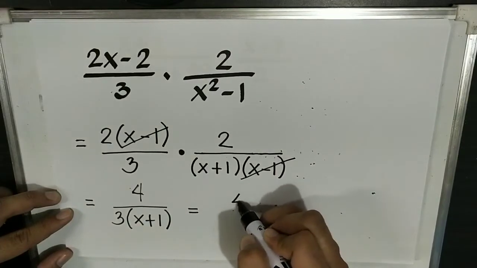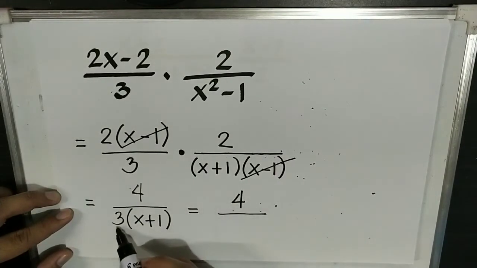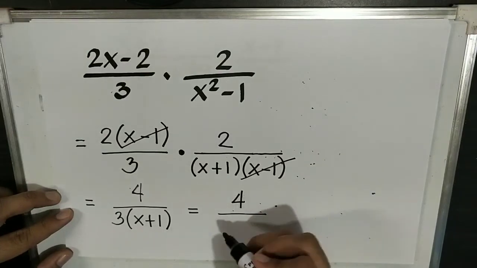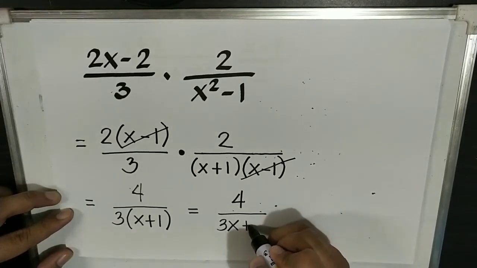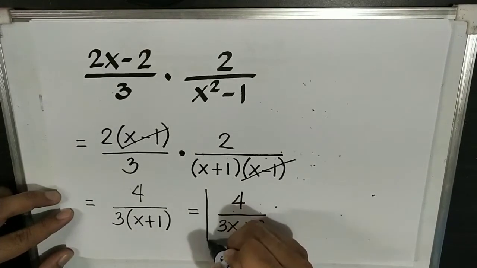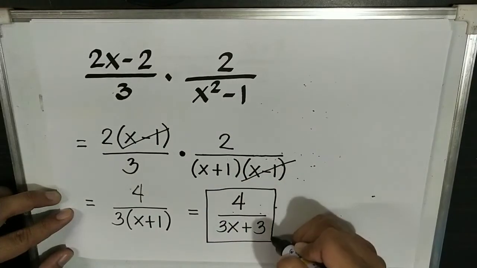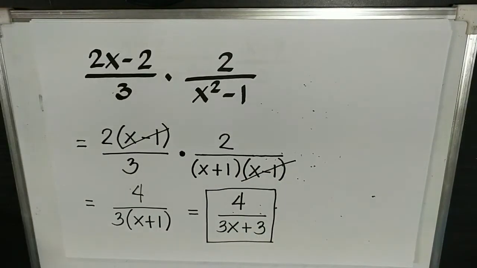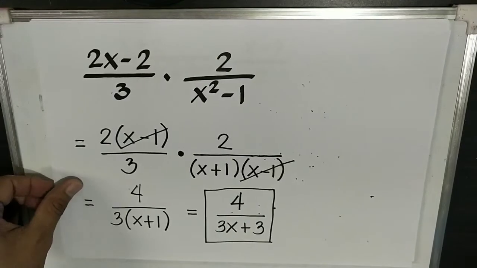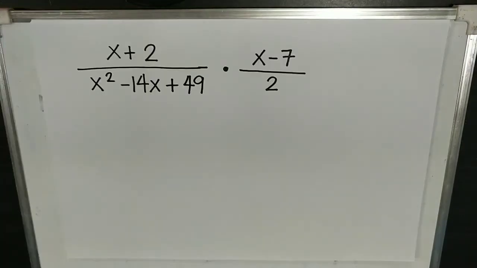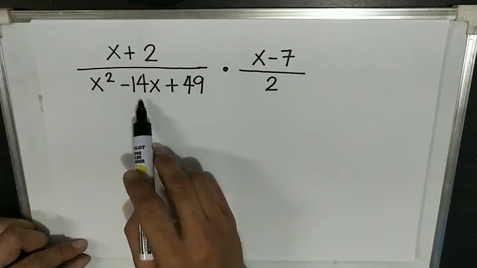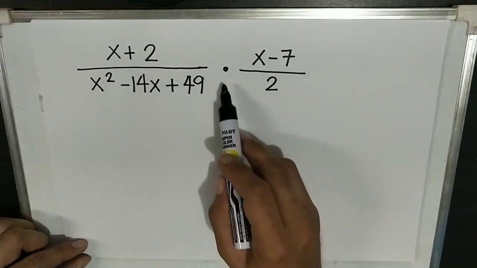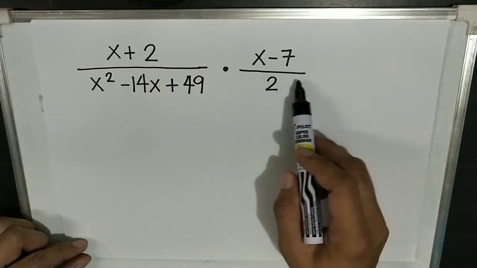Okay, so we will simplify. We have 3 times x, so we will use distributive property. 3 times x is 3x, 3 times 1 is 3. So this is now the product. Okay, let's have another example. So x plus 2 all over x squared minus 14x plus 49 times x minus 7 all over 2.